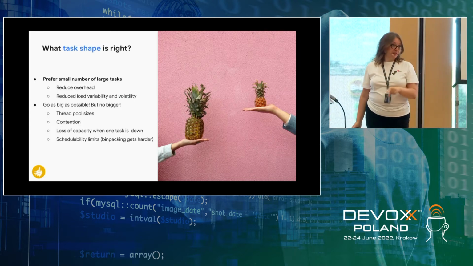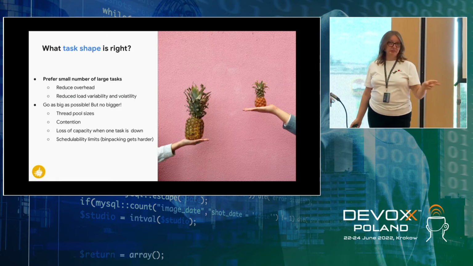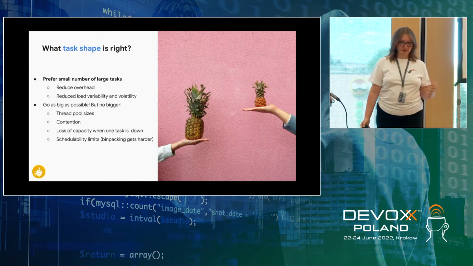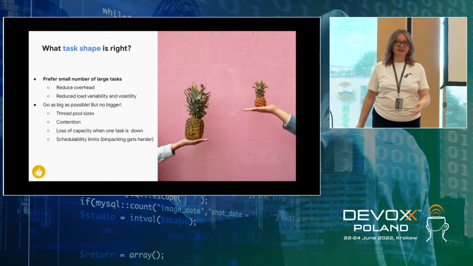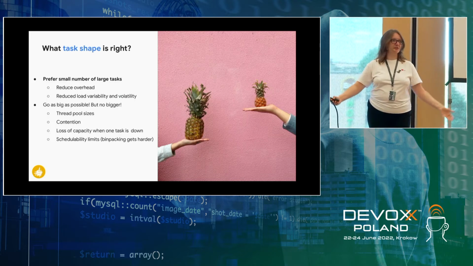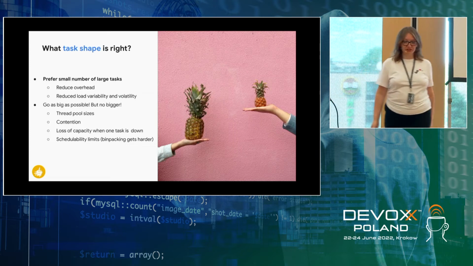Okay, so loss of capacity. If you have 3 replicas, one is gone, you are losing 30% of capacity. You have to think if your service is ready for it. Also schedulability limits. Bin packing gets harder if your tasks are of size, I don't know, half a machine or bigger than some machines that you have.